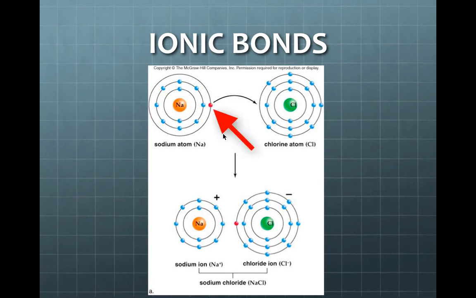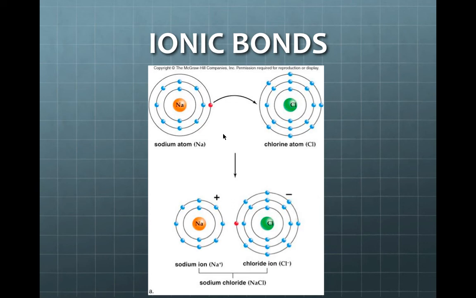In this case, sodium has 1 electron in its outermost shell. It wants to get rid of that so it can go down to a full valence shell with 8 electrons. Chlorine has 7 in its outermost shell. It needs 1 to complete the 8. So sodium is stripped of its electron. Chlorine takes it. Because sodium is now missing an electron, it takes on a positive charge. And because chlorine has an extra electron, it takes on a negative charge.